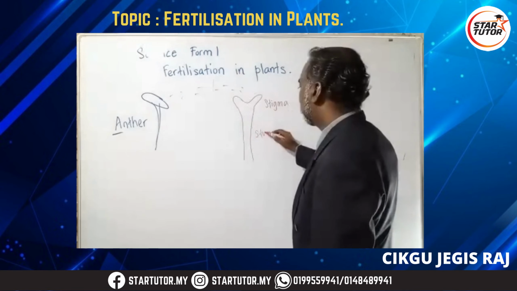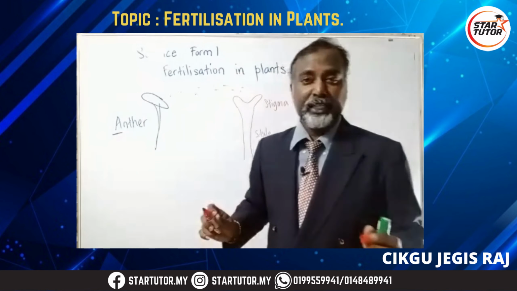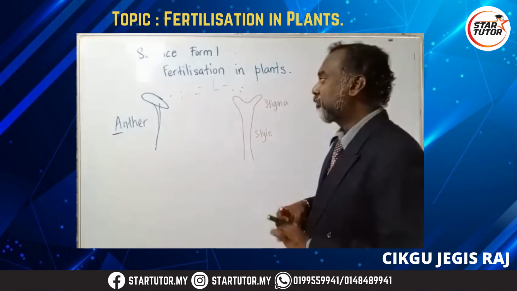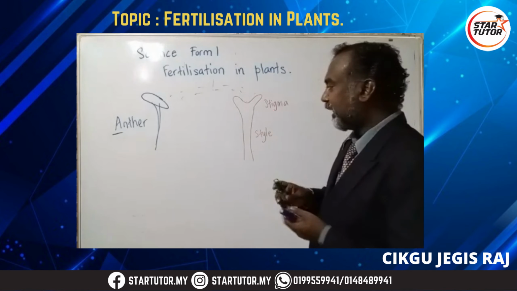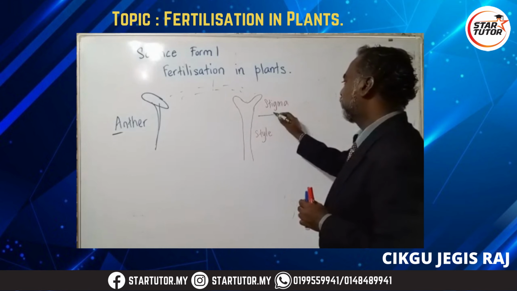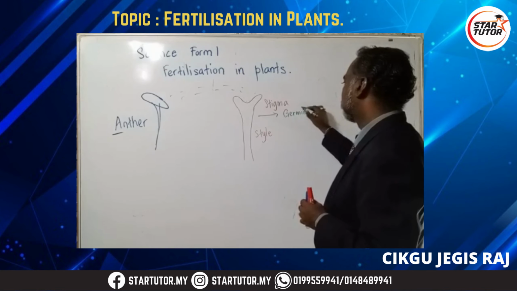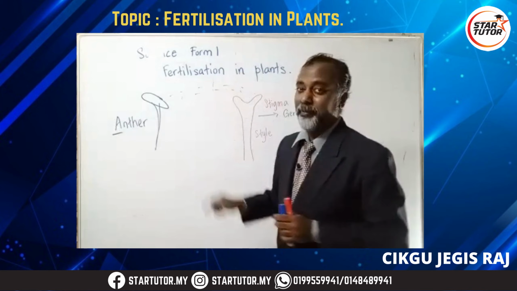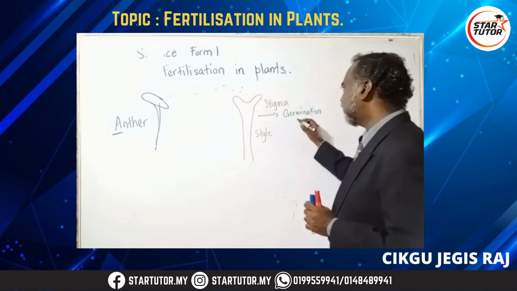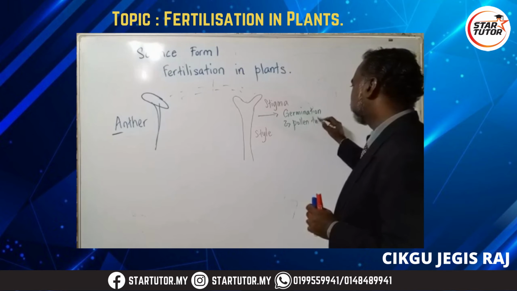through the style. But wait, this process does not happen directly. There's a small problem here. You should know, once the pollen grain reaches the stigma, there is a new process which takes place at the stigma here, known as germination. So for fertilization to take place, germination should happen first. So when germination is done, pollen tube is produced.